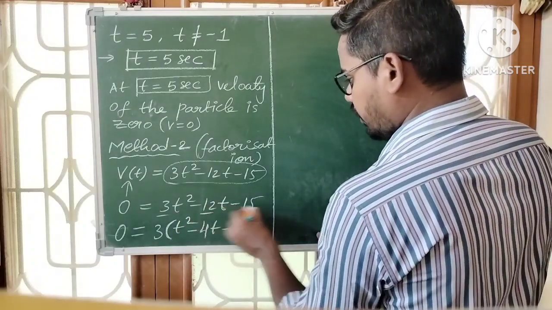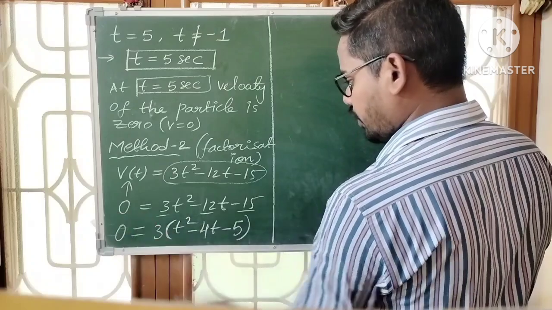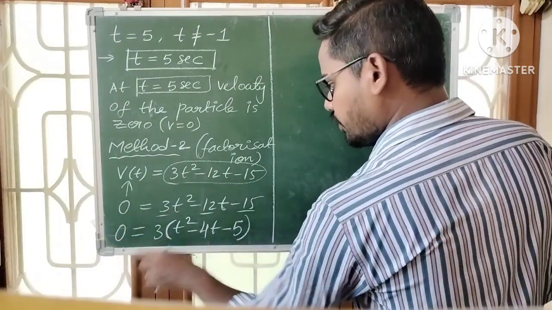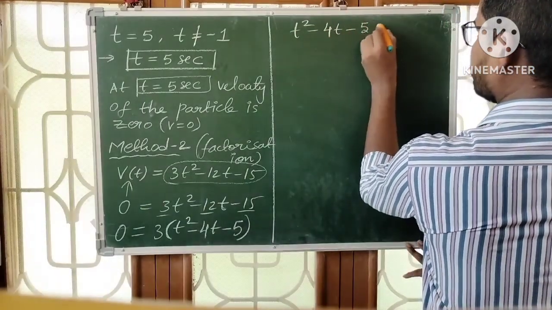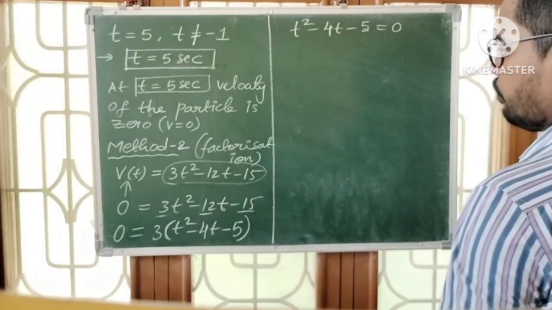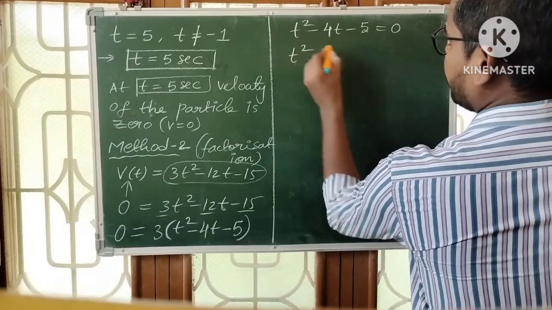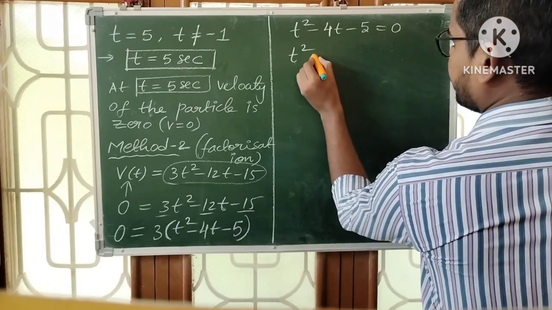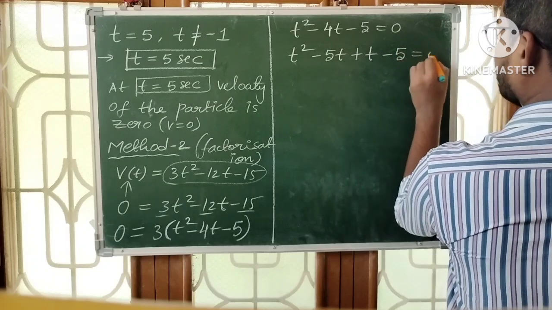Among 3, 12, 15, the common factor is 3. Now take 3 out of all these terms. Then transpose 3, multiplication becomes division. 0 by 3 is 0. You will get t square minus 4t minus 5 is equal to 0. Now I am going to use the factorization method. So let us split the middle term. t square minus 4t can be written as minus 5t plus t minus 5 is equal to 0.